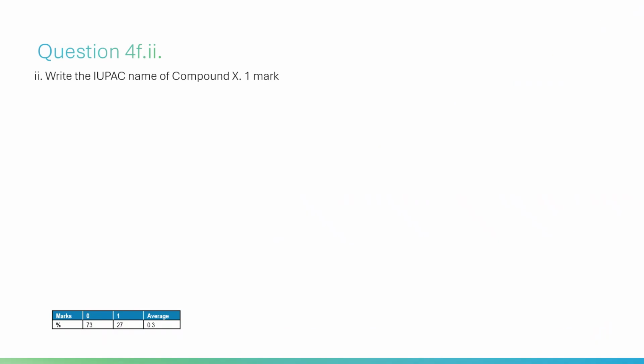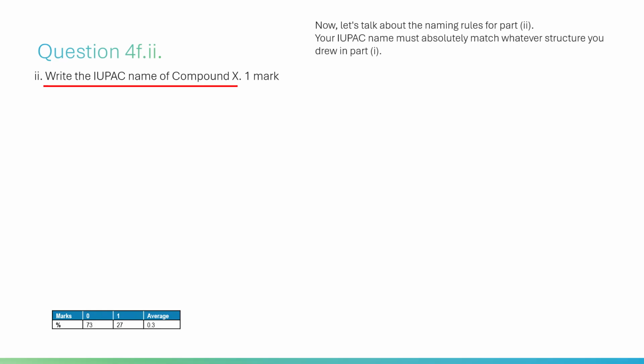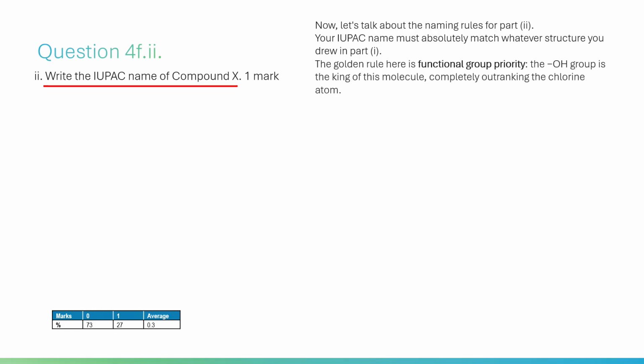Now, let's talk about the naming rules for Part 2. Your IUPAC name must absolutely match whatever structure you drew in Part 1. The golden rule here is functional group priority. The OH group is the king of this molecule, completely outranking the chlorine atom.